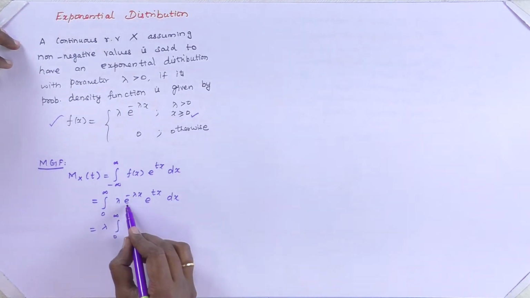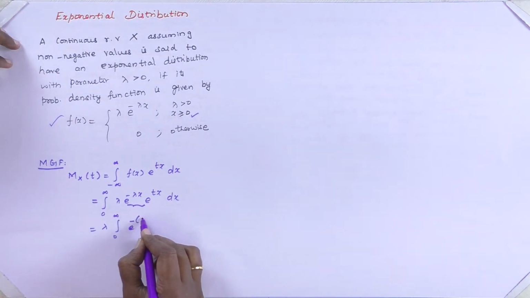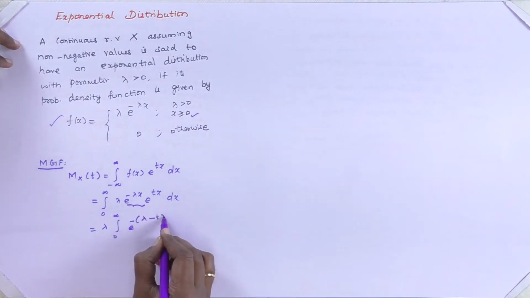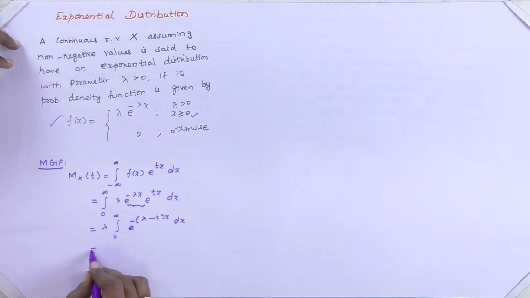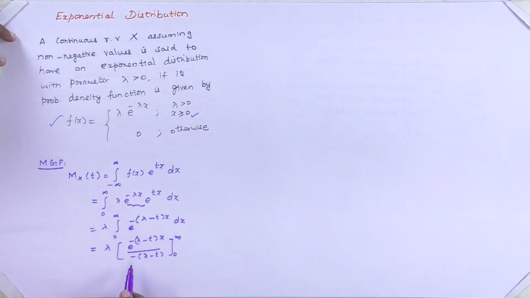The integral from 0 to infinity. Here the base is the same, add the powers and take the negative value outside: e to the power of minus lambda minus t into x dx. Now taking integration with respect to x, we get e to the power of minus lambda minus t into x, divided by minus of lambda minus t, limit from 0 to infinity. Now substitute the upper limit minus lower limit value. Upper limit is infinity, so we get e power minus infinity, which becomes 0. But finally, we have only the lower limit value.